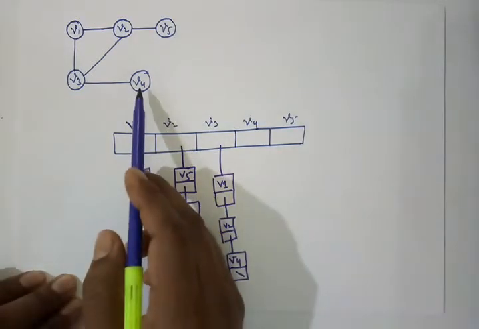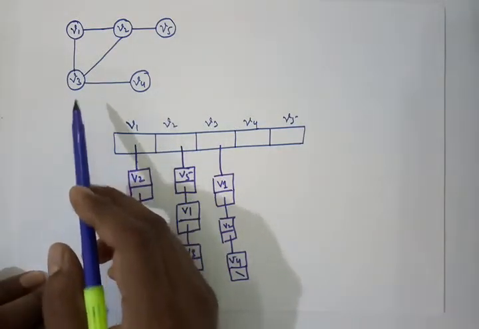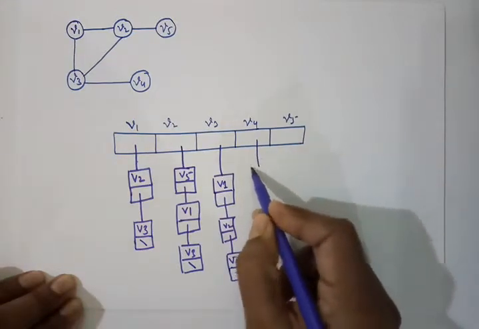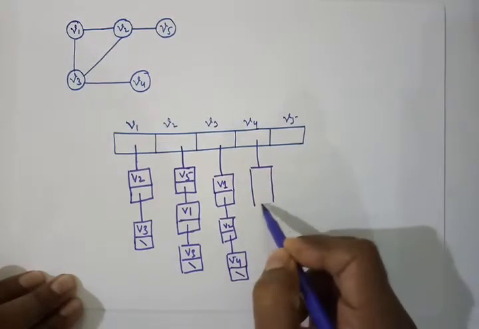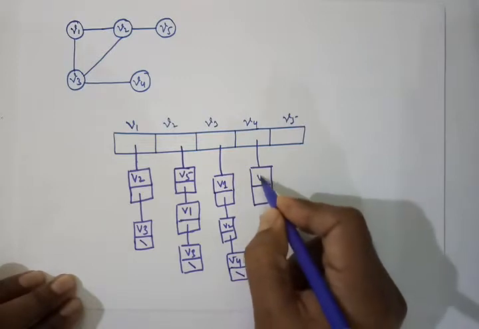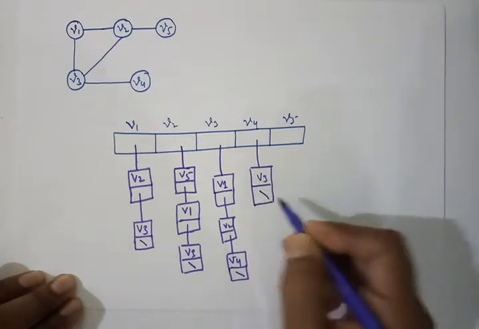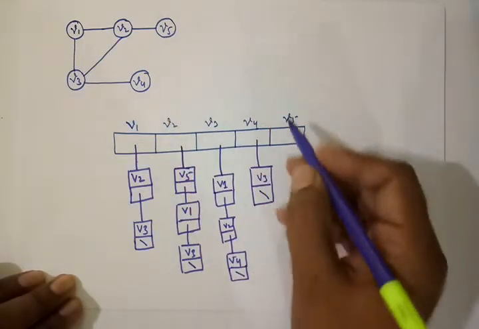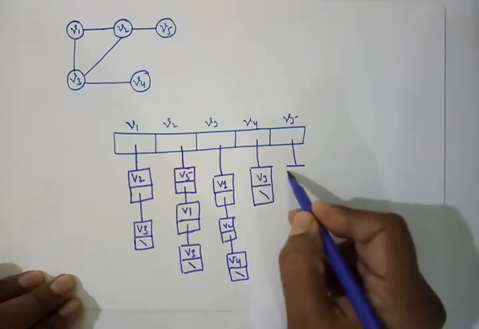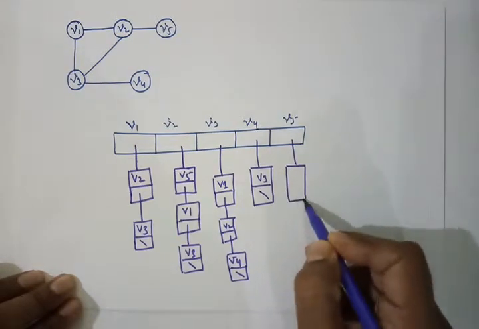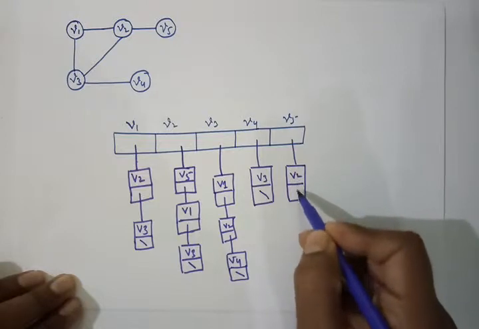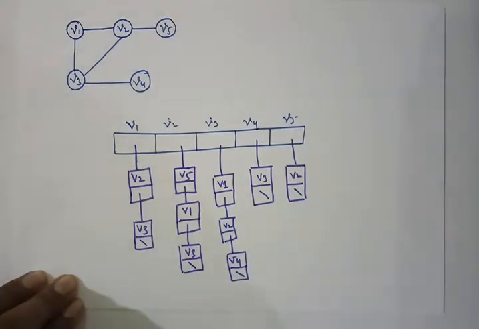Similarly, from V4 we can go to V3 only, so there will be only one node, V3, null pointer. From V5 we can go to V2 only. So this is our adjacency list representation of this undirected graph.